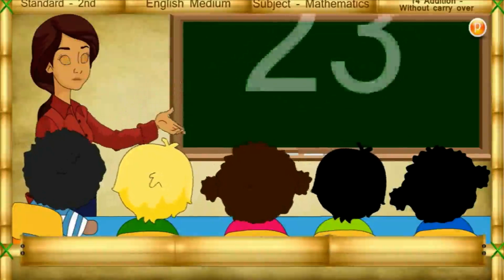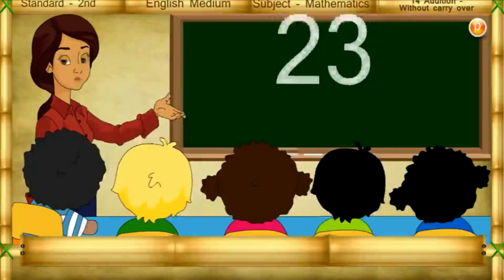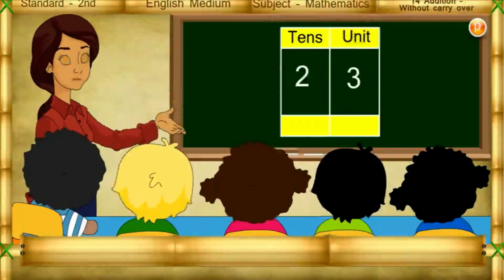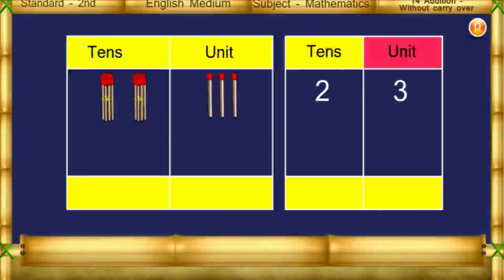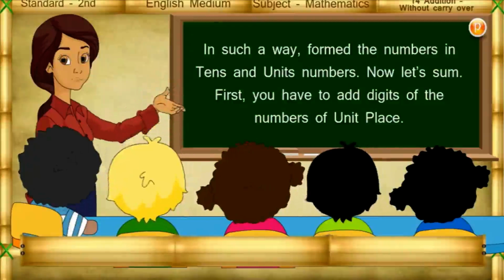Example: in 23, the number 2 is written in the tens place and 3 is written in the units place. Now let's learn 23 plus 12 equals how much and how to write it. 23 equals 2 tens, 3 units, and 12 equals 1 tens, 2 units. In such a way, form the numbers in tens and units.